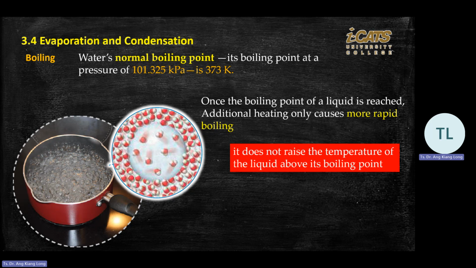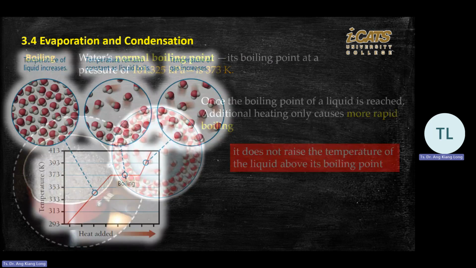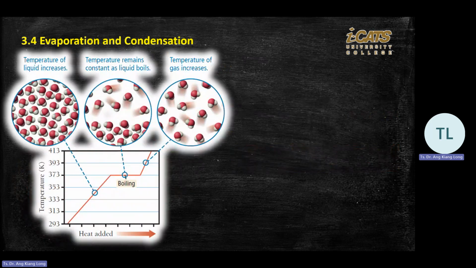Boiling point will link with pressure. Pressure will link with altitudes. Okay, so this is a chart that you're already familiar with, especially water.